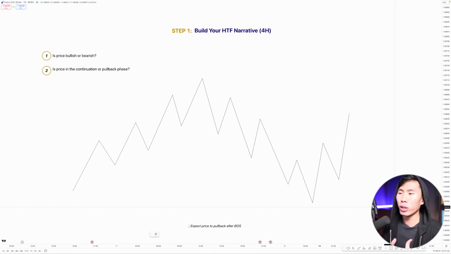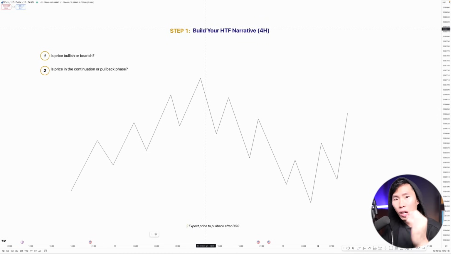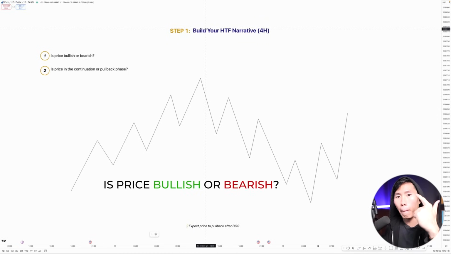What we are trying to do here is to really come up with a story on what price is actually doing right now, so that we can identify our trade buyers. So the first question you want to ask yourself is, is price bullish or bearish?